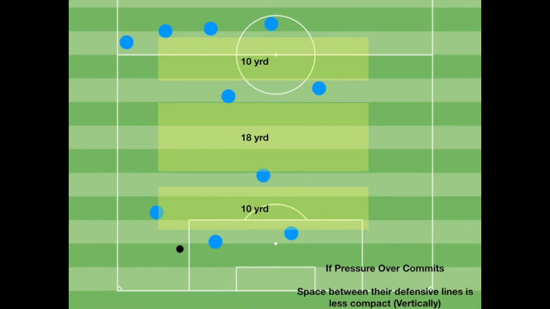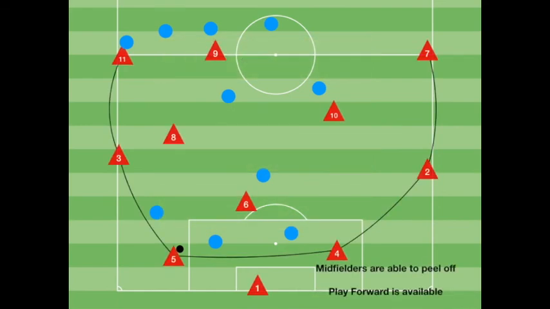Between the back 4 line and the midfielders is 10 yards. Between the midfielders 6 and 8 and 10, there's 18 yards, and then 10 yards between number 10 and the wingers. So at this rate, midfielders are able to peel off and play forward as available. And we're able to exploit the space in the midfield and penetrate down the field a lot quicker with a lot more options.